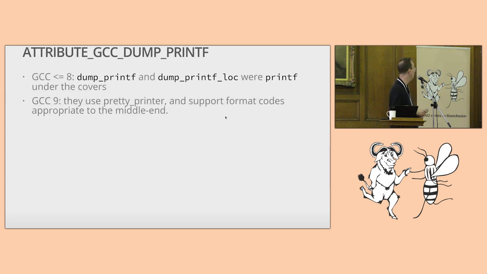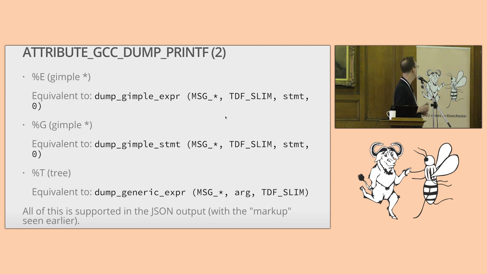And the other thing is about GCC 8 and earlier: dump_printf and dump_printf_loc were basically just fprintf under the covers, and therefore were restricted to whatever printf supports in terms of format specifiers or conversion format codes. In GCC 9, they now use the pretty printer, a custom one which has format codes dedicated to middle-end types. So there's a %E, which is equivalent to dump_generic_expr, and a %G, which is similar but a slightly different format for a dump statement, and %T for dump_generic_expr.